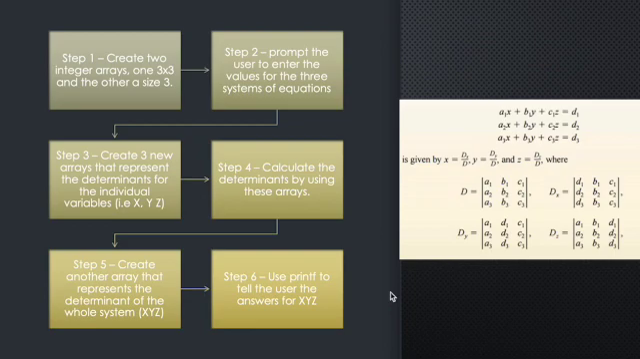Now, once we have the determinants of all x, y, and z variables, we have to find the determinant of the whole system. So we create another array just for that one, and we calculate the determinant using the original variables, as stated by the picture to the right. Dx, the determinant of x, over the determinant of the whole system, would be equal to x. So we do that for all three variables. After that, we would use the printf function to tell the user the answers.